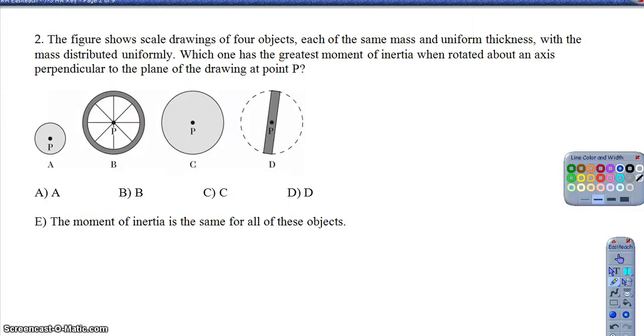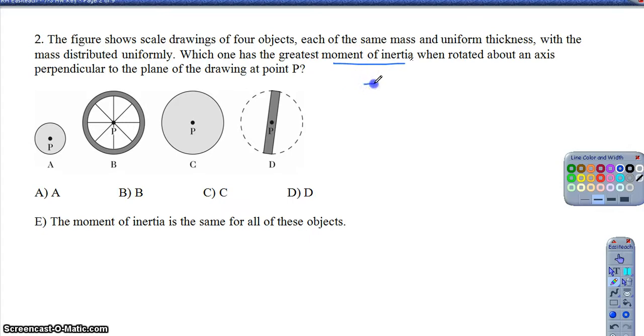Question 2 is a very conceptual question, but one we do want to make sure we're comfortable with. This is one that you should be comfortable answering without using the equations for the moment of inertia. You should be able to reason your way through. They ask which one has the greatest moment of inertia about the axis in the middle. So which one has the highest moment of inertia?